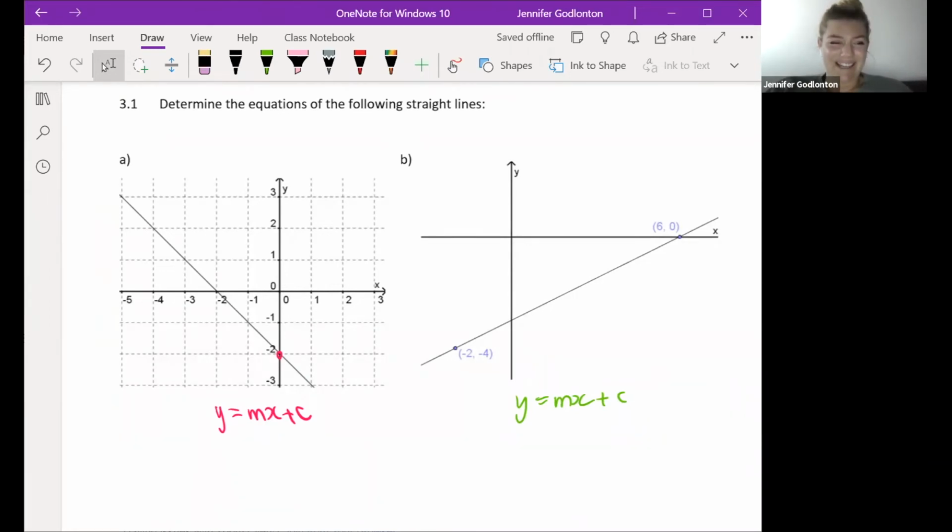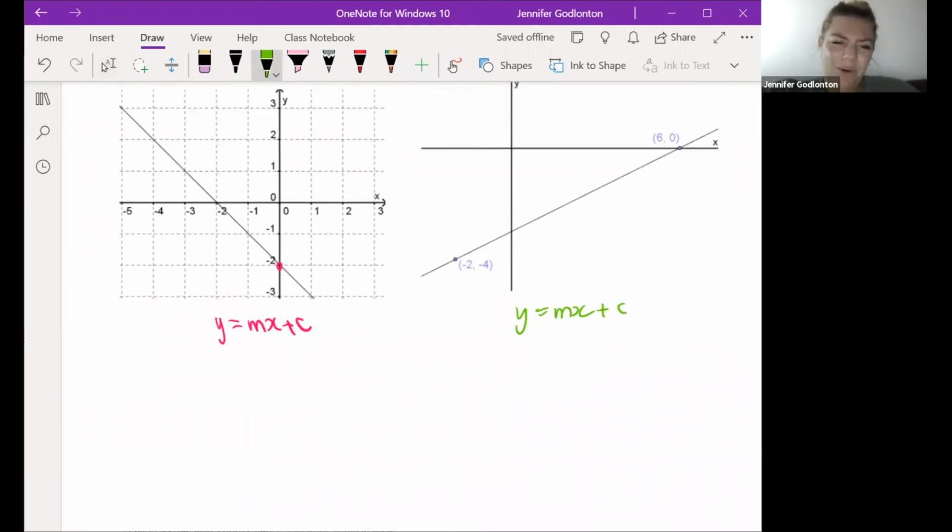Ma'am, I'm actually really lost. Remember, when we are looking for gradients, we're looking for the change of y over the change of x. That might help. And just remember what these coordinates would be over here. This would be -2 and 0, and this would be 0 and -2. That might help you guys. Ma'am, you triggered my memory. That's good.